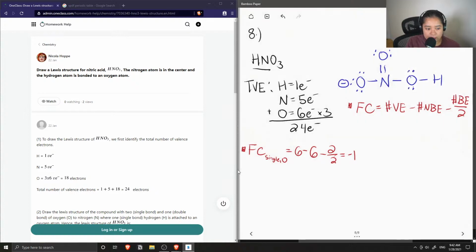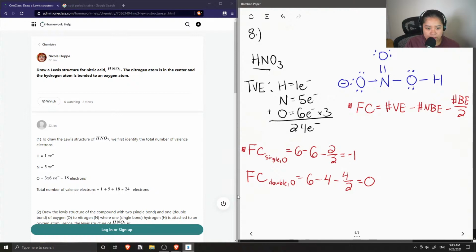So now let's calculate the formal charge of the double bonded oxygen. It also has 6 valence electrons. This time there are 4 non-bonding electrons and also 4 bonding electrons since there's a double bond. And it has a formal charge of 0.